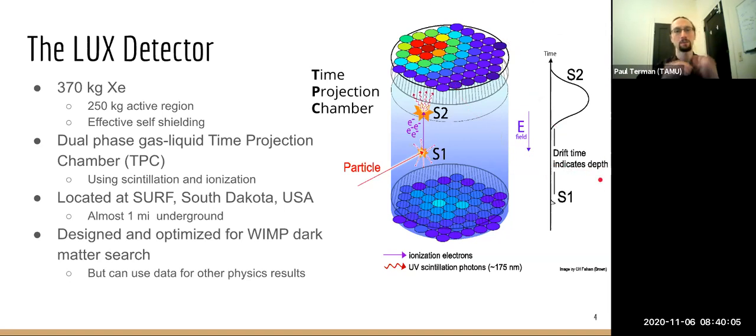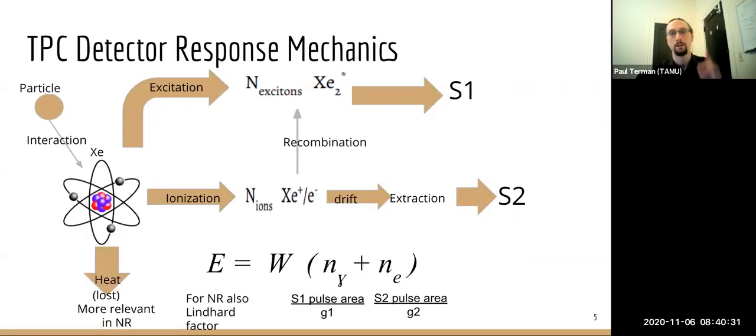And it's the timing between the S1 and the S2 that allows us to find the depth, that Z dimension, in our TPC. It was located about a mile underground in the Homestake mine of South Dakota. And of course, it was optimized for WIMP dark matter searches, trying to look for that missing mass in the universe. But we can reanalyze it for other physics results as well, giving you a little bit more of a concept map of the TPC.